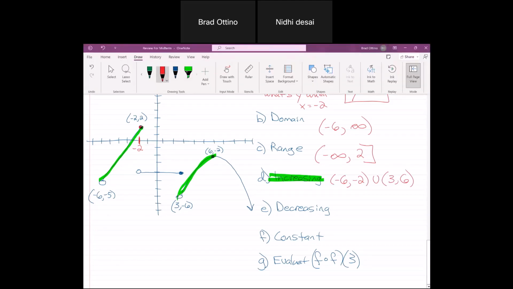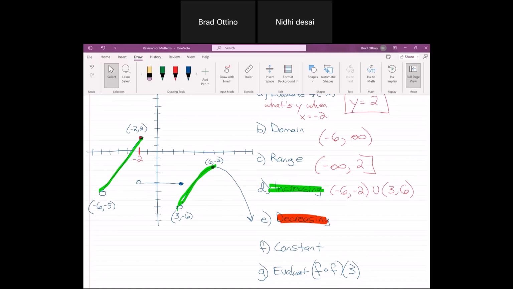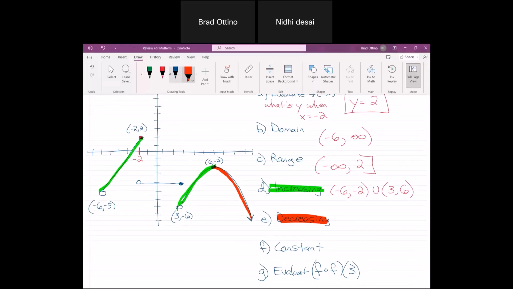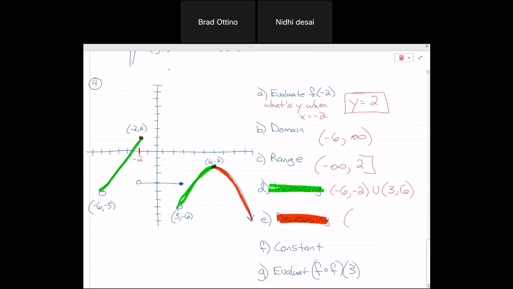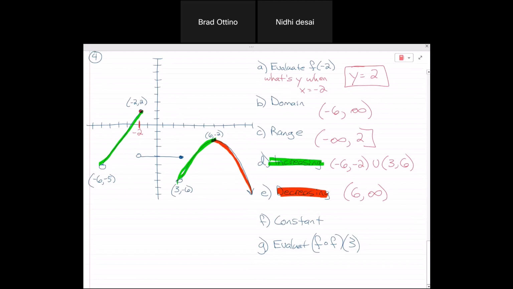Where is the graph decreasing? Well, that means going down from left to right. It looks like that happens right here. So that's after when x is 6. Constant means the graph is level from left to right. So it looks like it's from -2 to 3.